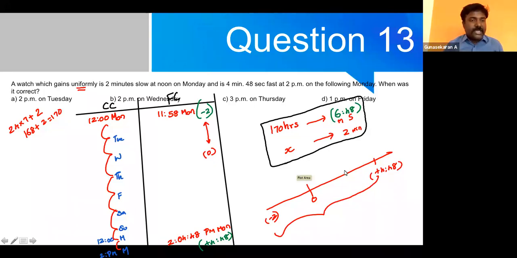So how much did it gain? See, you are 2 rupees in debt. After a week, you have 4 rupees 48 paise in your hand. So how much did you travel from -2 debt to +4? So 6 minutes 48 seconds. Is it clear?